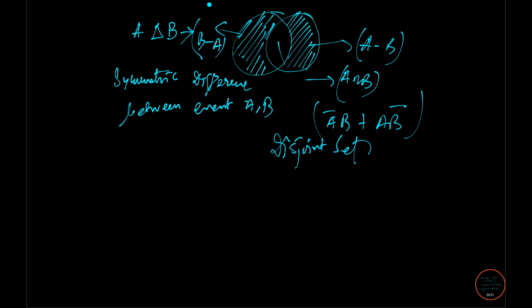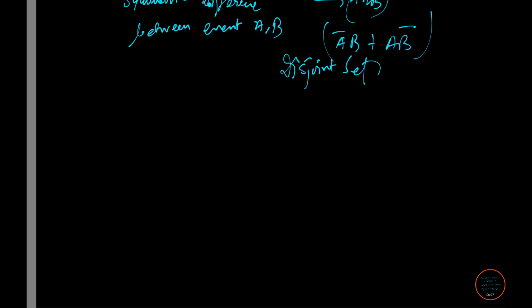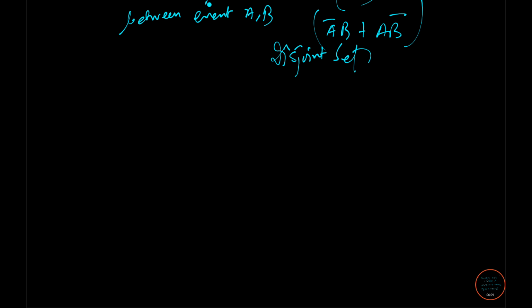Next part is with respect to probability. How to write only A occurs if there are three events? Three events are there, only A occurs. So A intersection B complement intersection C complement, and put complements on these two like this.